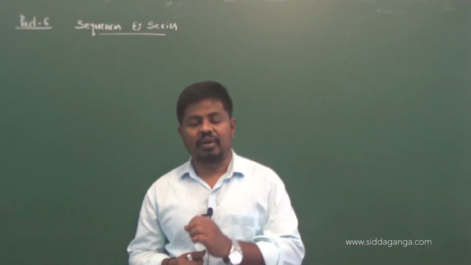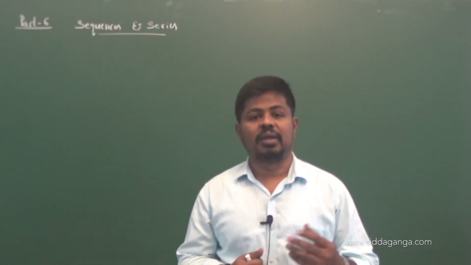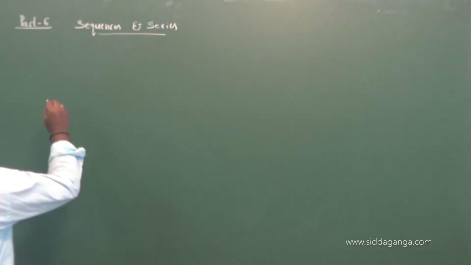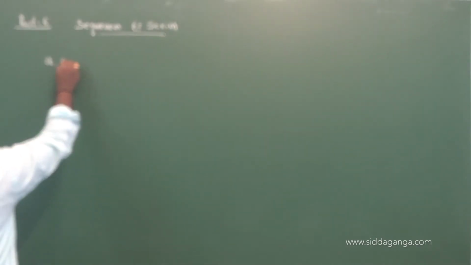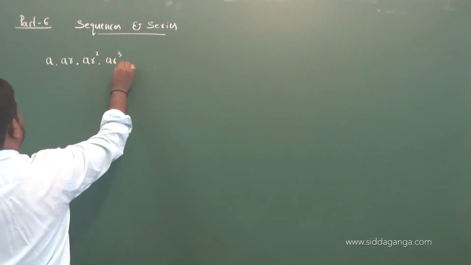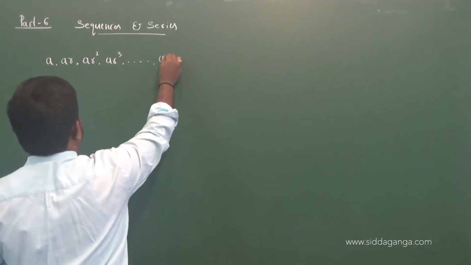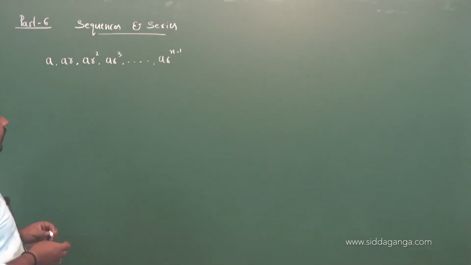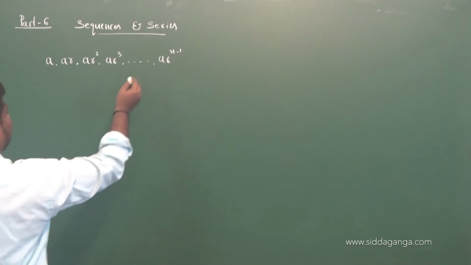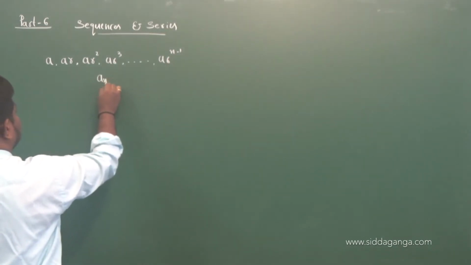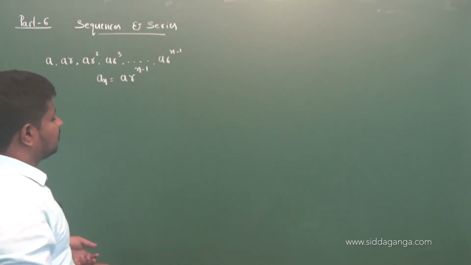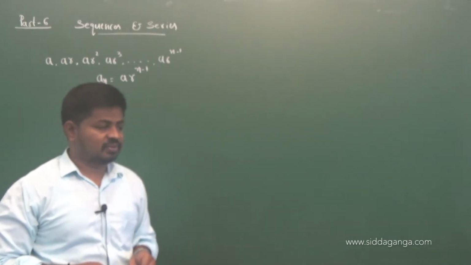And we have seen the general form of geometric progression. When you take a as a non-zero constant, the first term, then the second term will be ar, the third term will be ar squared, the fourth term will be ar cubed, and so on, and the nth term will be ar to the power of n minus 1, where n is the number of terms, r is the common ratio, and a is the first term. So the general term of this sequence is given by a_n equals a into r to the power of n minus 1. This is the general term of the GP sequence.